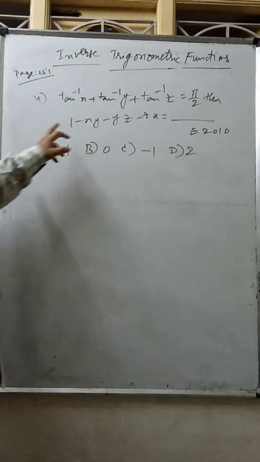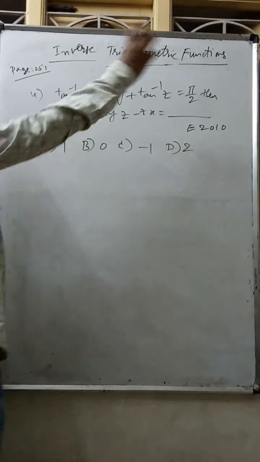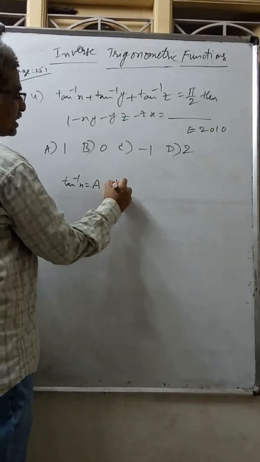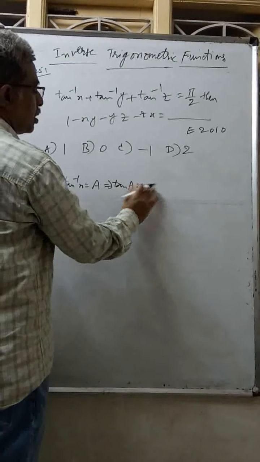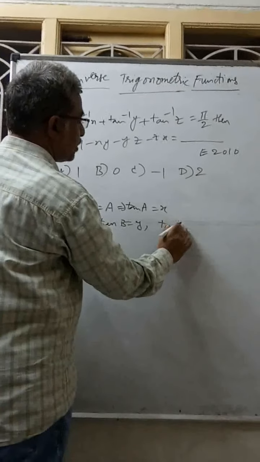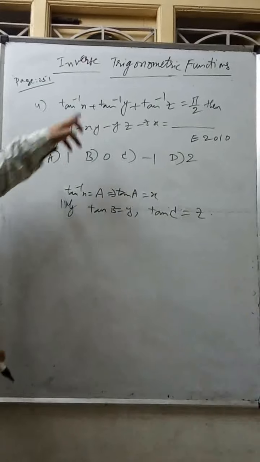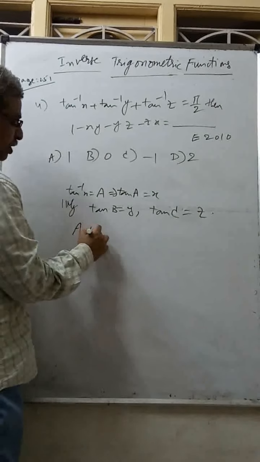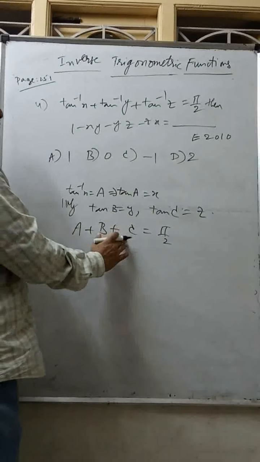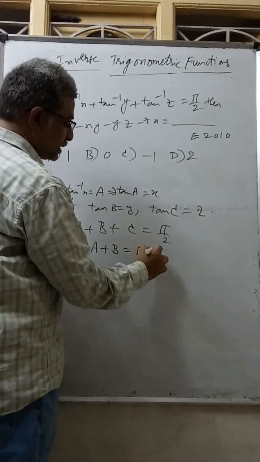Next: tan inverse x plus tan inverse y plus tan inverse z equals pi by 2. Then 1 minus xy minus yz minus zx equals how much? This we already know, we did in IP, just once again we do. Tan inverse x equal to a, implies tan a equal to x. Similarly, tan b equal to y. Now what he is saying is tan inverse x means a, tan inverse y means b, tan inverse z means c, so a plus b plus c equal to pi by 2. Now bring c to that side, becomes a plus b equal to pi by 2 minus c.